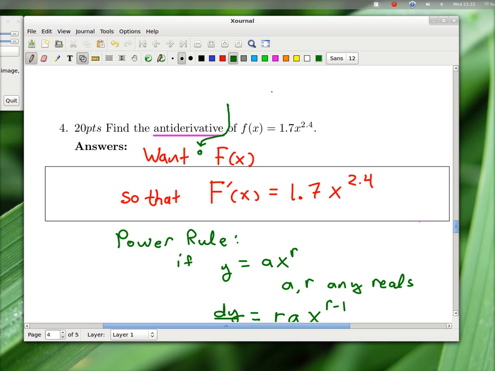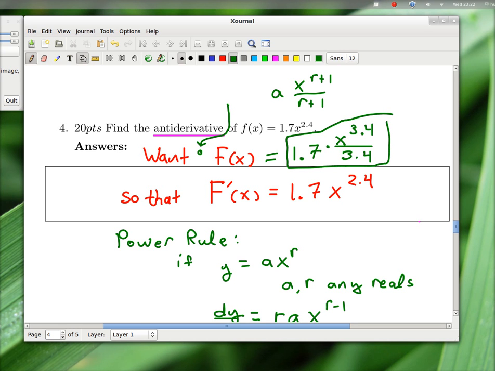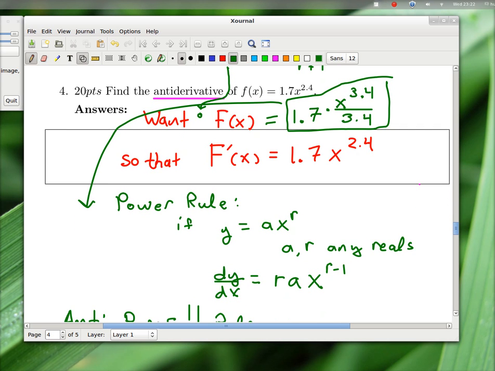So what is it? It's going to be a times x to the r plus 1 divided by r plus 1. So a here is 1.7. So it's 1.7 times x to the 3.4 divided by 3.4. And so that's it. And let's check it. Maybe it's the first or second time you've ever done this before. I say we're done, but we're going to prove it just so we can sleep tonight.